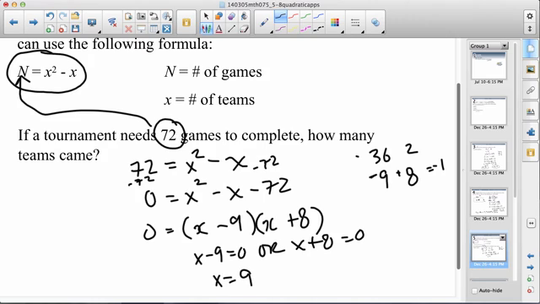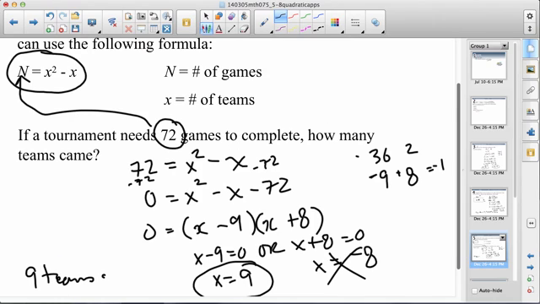On this side, x will be 9. On this side, x will be negative 8. A negative number of teams coming doesn't make sense, so the answer must be 9. Notice that there's two possible answers for the quadratic, but you have to look to see which ones make sense. So 9, here how many teams came? So 9 teams came to the tournament.